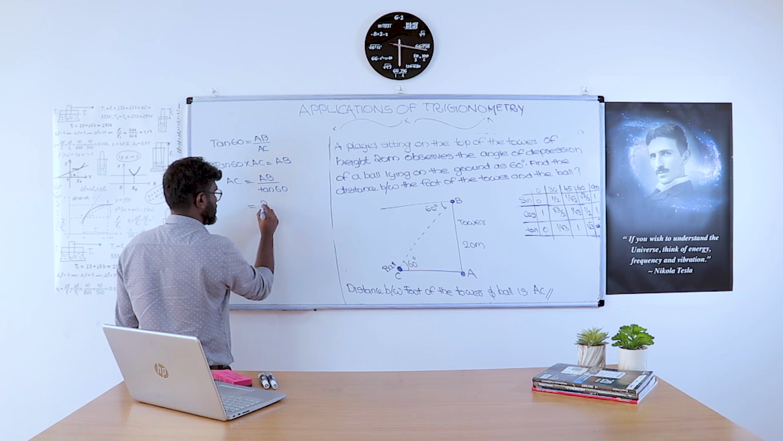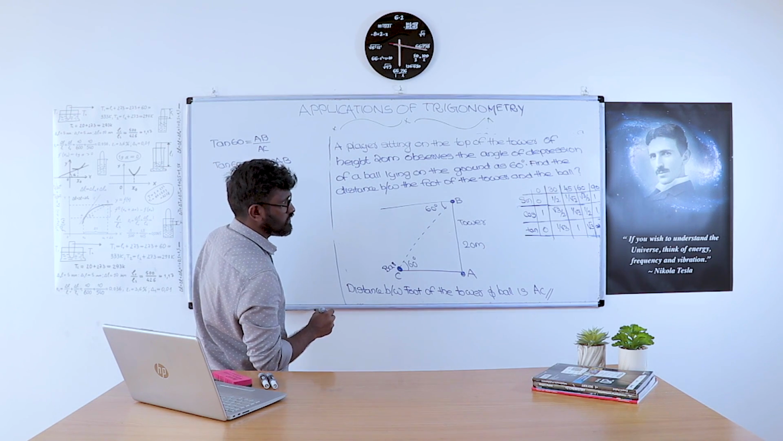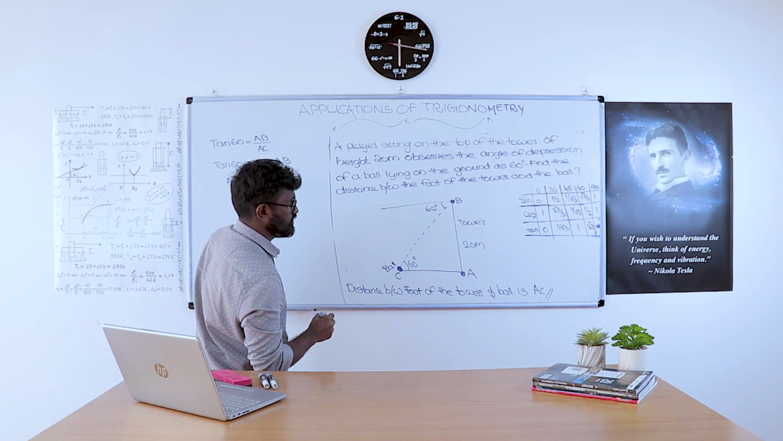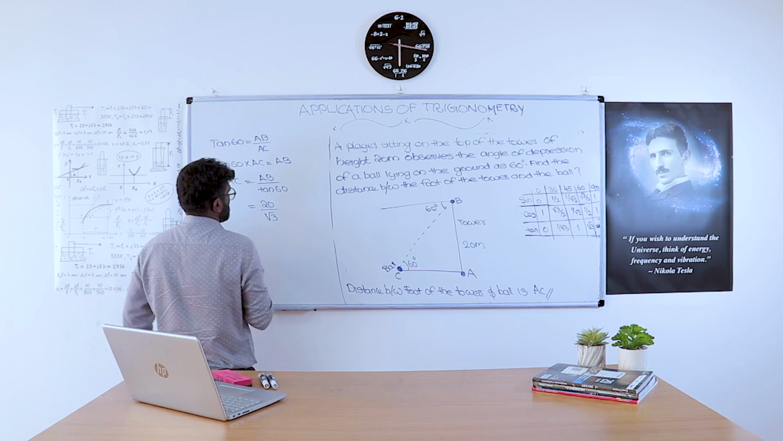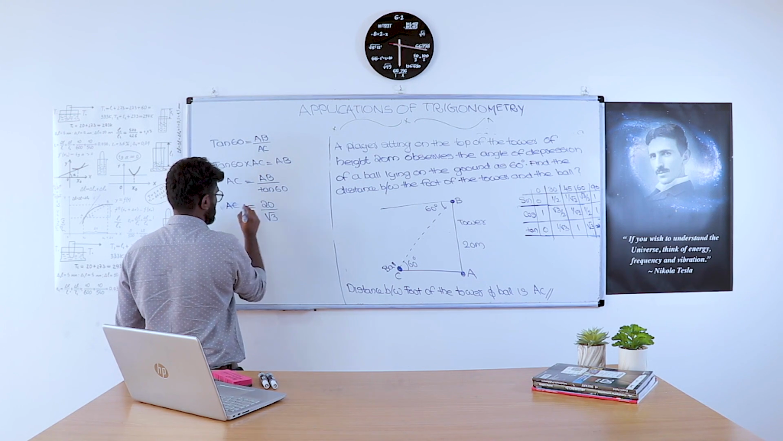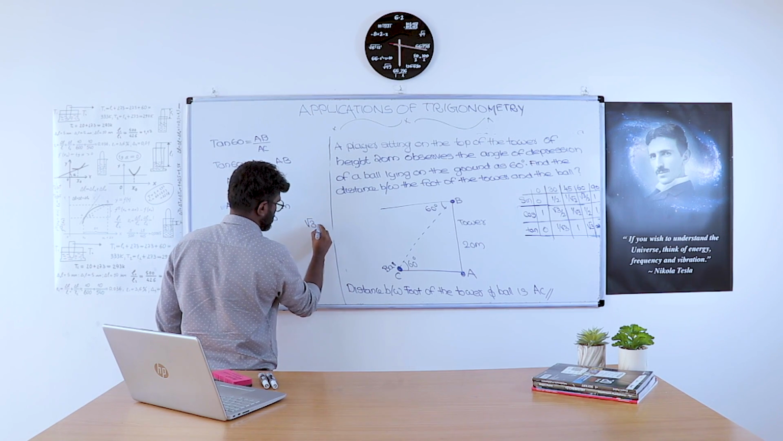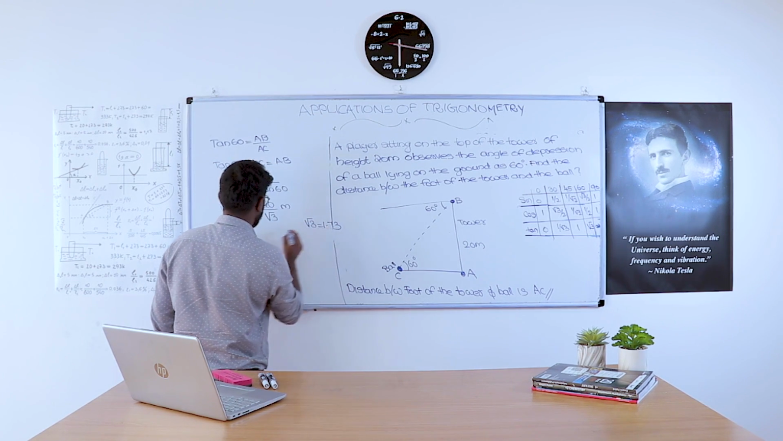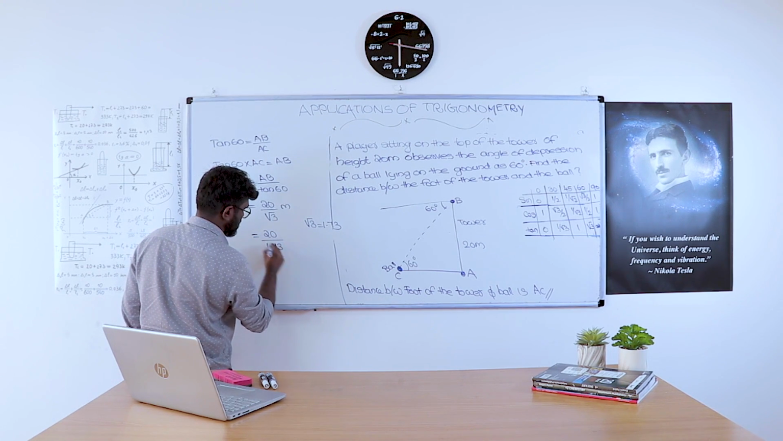What is the value of AB? AB equals 20. What is the value of tan 60? Tan 60 is root 3. So AC is equal to 20 by root 3 meter. Otherwise, you have to apply the value of root 3. Root 3 is equal to 1.73. That is equal to 20 divided by 1.73.